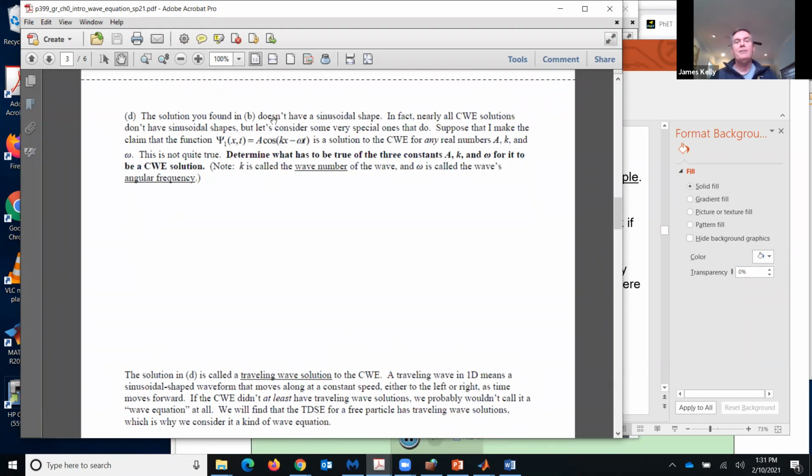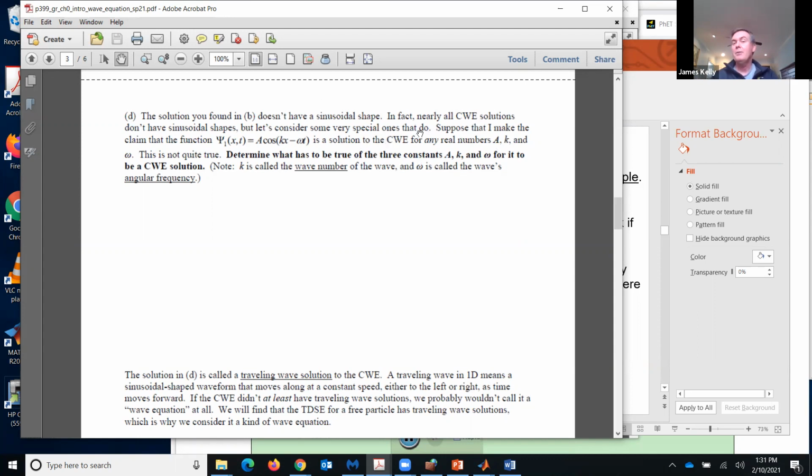The solution you found above was shaped like a volcano, right? It had that vertical asymptote. It doesn't have a sinusoidal shape, so it's certainly not a traveling sinusoidal wave. Nearly all classical wave solutions don't have sinusoidal shapes. Remember the surface of the pool: even though we call those waves, it doesn't look like sinusoidal shapes necessarily. It's not a traveling wave solution.